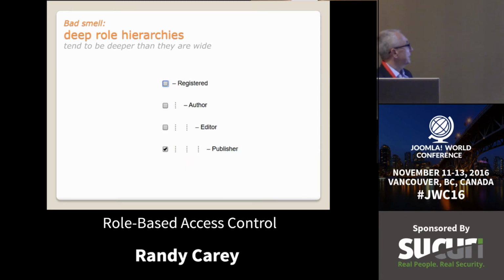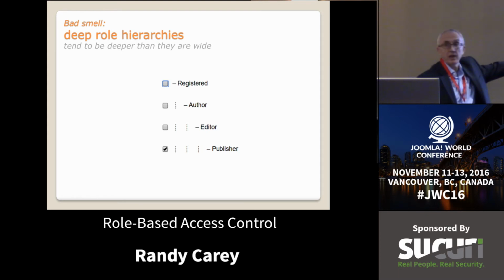That could take me to something as simple as what we're used to: registered, author, editor, publisher. Again, this follows 1.5. But what if we said author, editor, and publisher are siblings of each other? What if you want to give somebody permission so they can edit content, but they aren't creating content? Or somebody can publish, but they're not going to be an editor or an author. You can't do it with this system. Maybe that works. Maybe that really is your organization's set of policies. But if it isn't, consider flattening that.